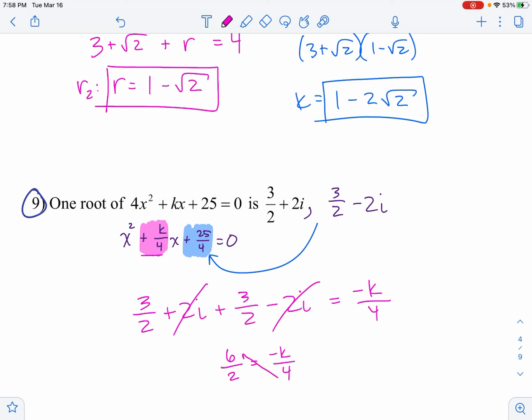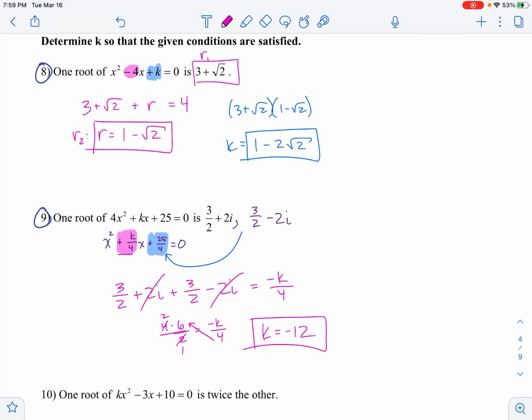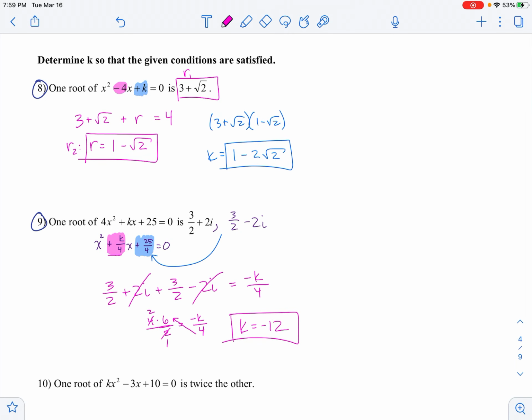I'm going to cross my 4 up. I have 4 times 6 over 2. 2 goes into 2 once, 2 goes into 4 twice. So I get negative k is equal to 12, which means that k is equal to negative 12. All right, so this is kind of scenario number 2. There, again, are some more problems on here that you could do, but I'm going to leave them for you to try. When I do eventually post these notes, I will include them all done out.